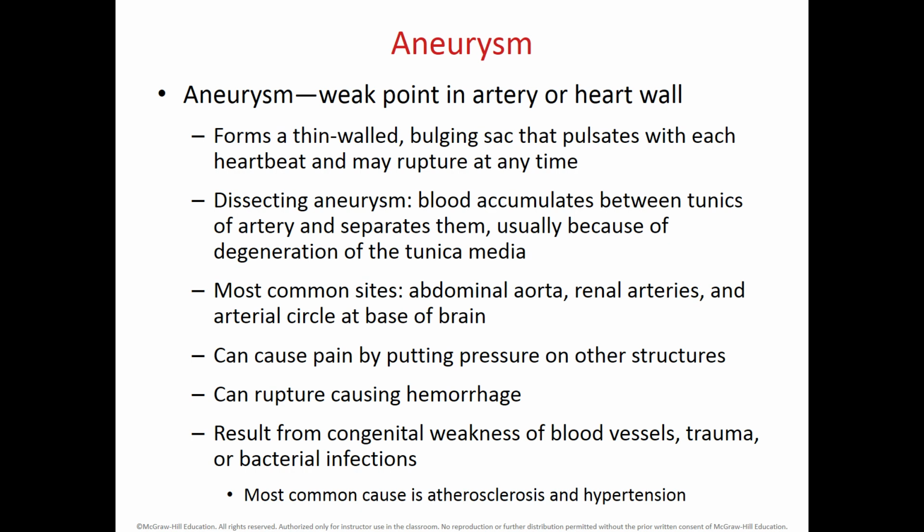Some common places for having aneurysms will be the abdominal aorta. Another one can be the renal arteries or the arterial circle at the base of the brain. Usually these are important places, but the most important place is the abdominal aorta because that's where we have a lot of pressure. And it's very likely that when someone has an aneurysm in the abdominal aorta and it ruptures, this person will bleed to death.